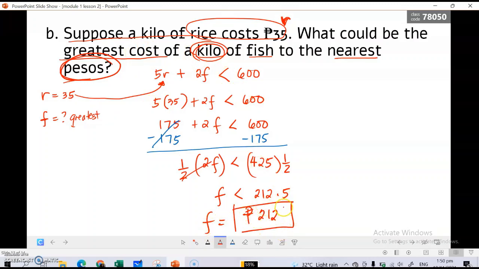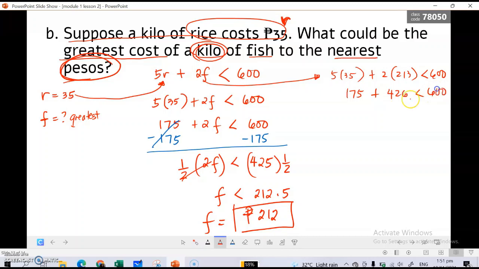Now, sabihin nyo, ma'am, bakit hindi 213? Kasi class, pag itry natin i-substitute si 213 dyan. So, 5 times 35 plus 2 times 213, dapat less than 600, right? Okay, yan ay magiging 426. Ito ay magiging 601. Ayan, 601 na siya. So, false. Kaya, ang greatest possible lang natin dyan, class, is 212.